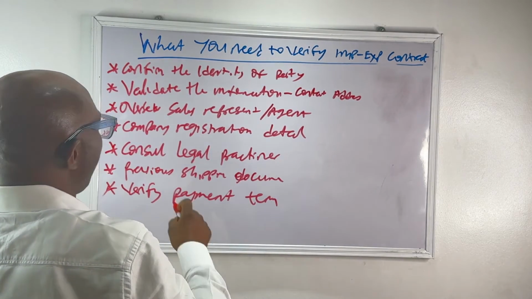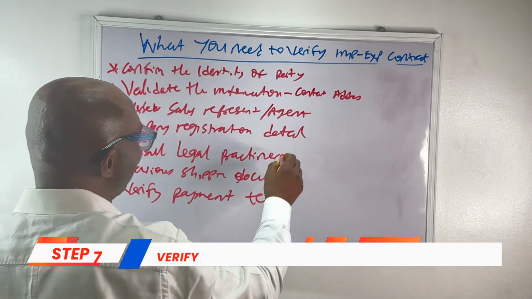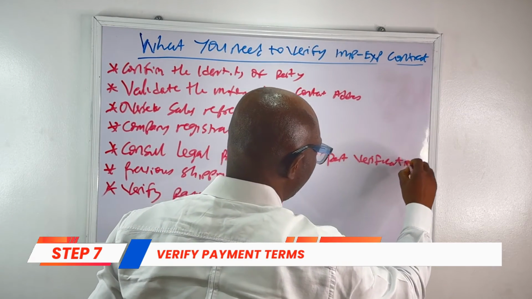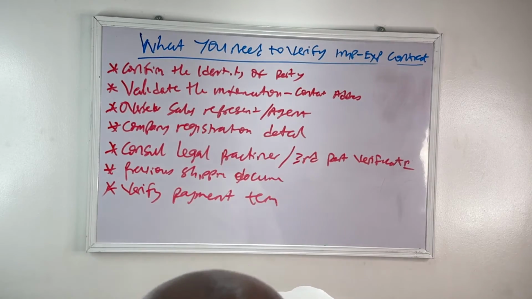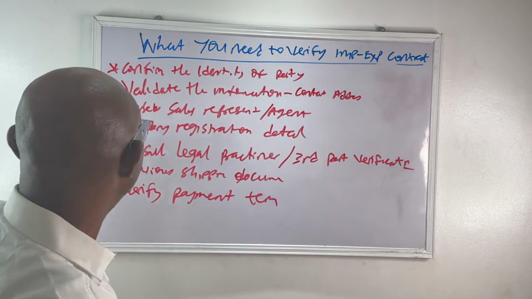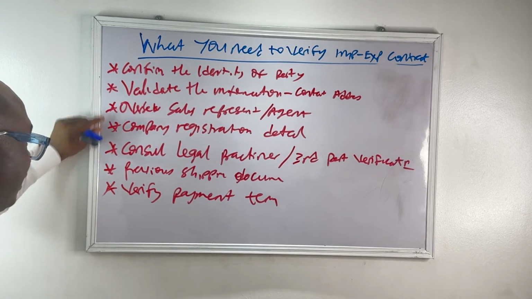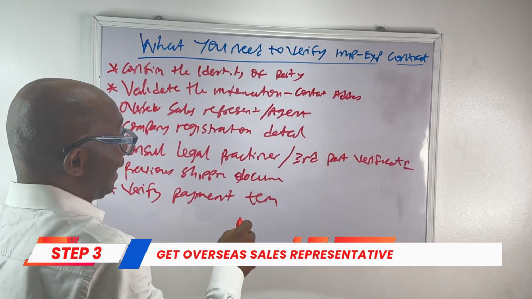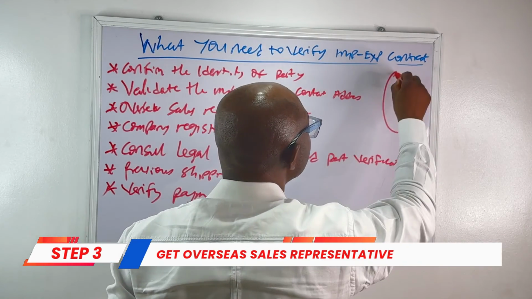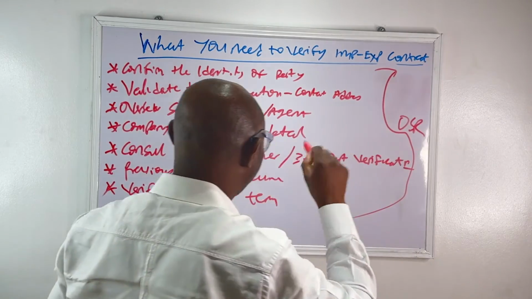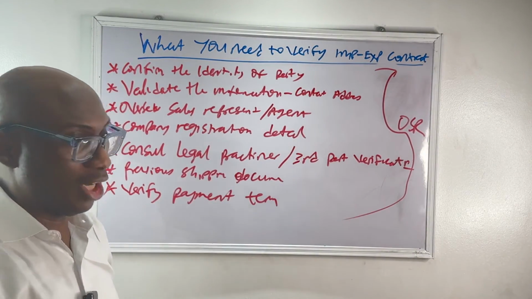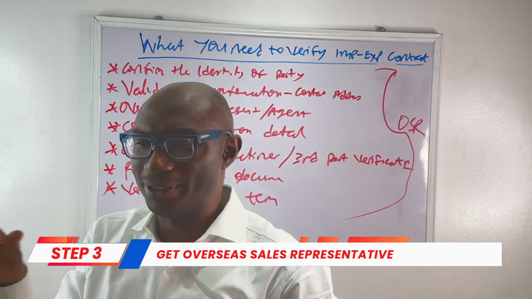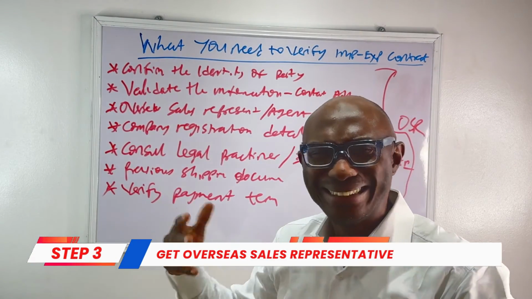Now, when I talked about a legal expert, some people will call it third-party verification. And lastly, I was supposed to put the overseas sales representative down, because with an overseas sales representative, they can help you fix all of this. If you're an exporter, the reason I always insist to my clients that you need to have an overseas sales representative is for a lot of basic verification.